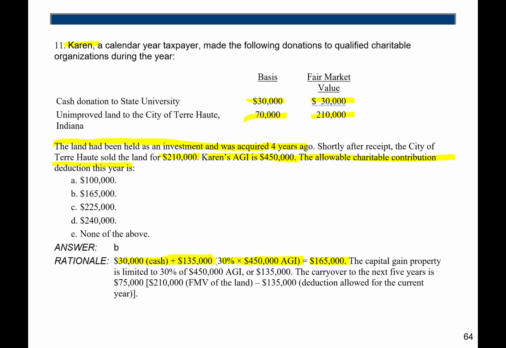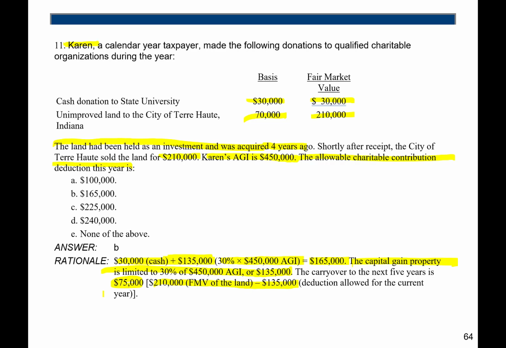The 135 is all she's limited to because she's limited to what? 30% of her AGI. She's limited to the 165. And so the capital gain property is limited to 30% of AGI, or 135,000. So that's all she can take there. Now there's a carryover, which is what? The fair value of the land minus what she was allowed to deduct. So she can carry forward what? 75,000, and that will maintain its categorization as 30% property going forward.